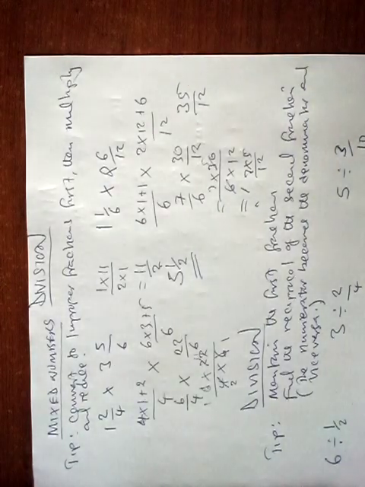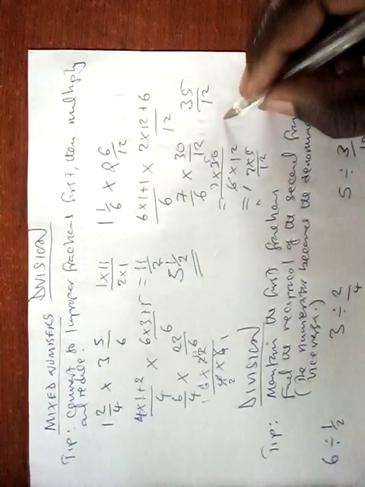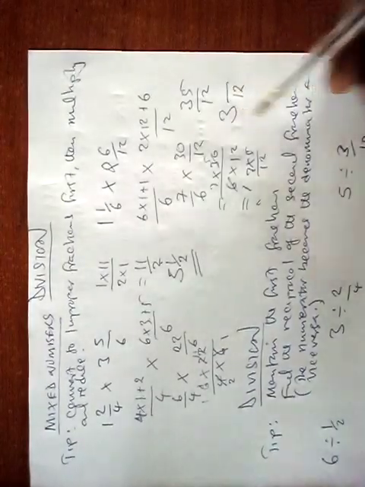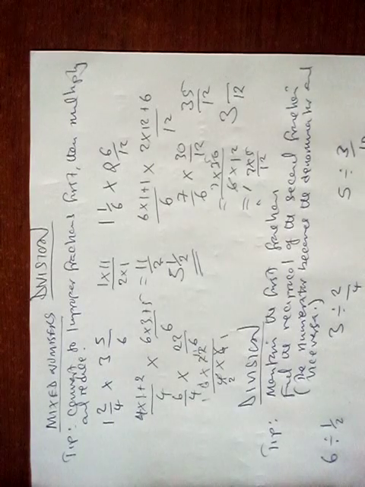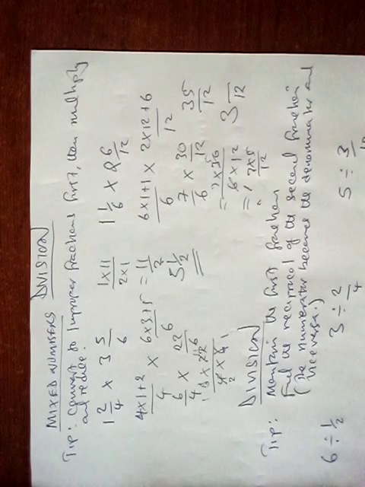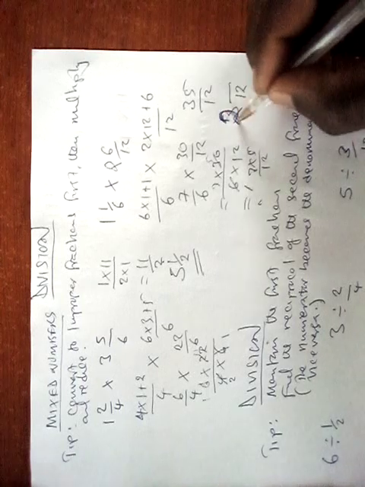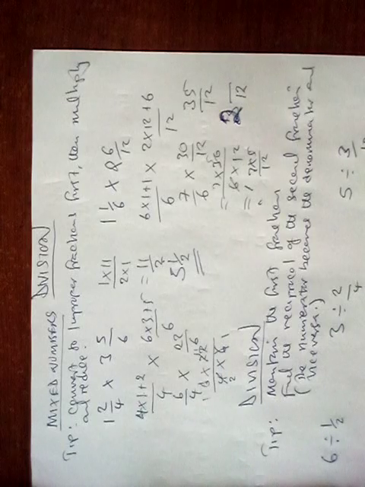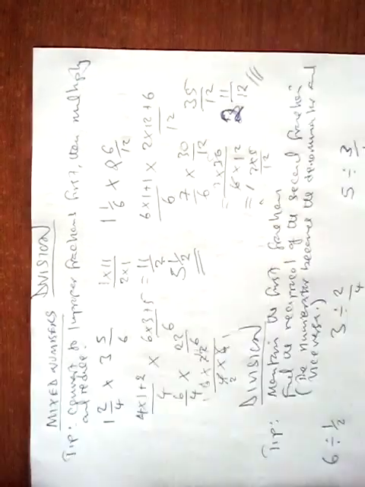into 35? So 3 times, you say over 12. 3 times 12 is 36, it can't, so it will go there 2 times, sorry. 2 times this, that is 24. Then 35 minus 24, that is 11. So this is the answer.